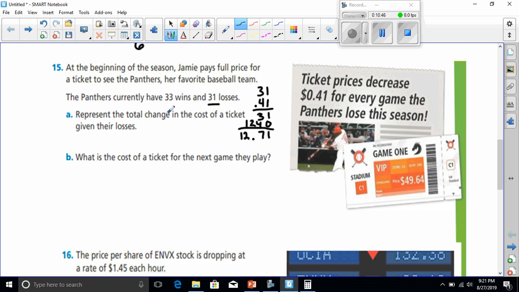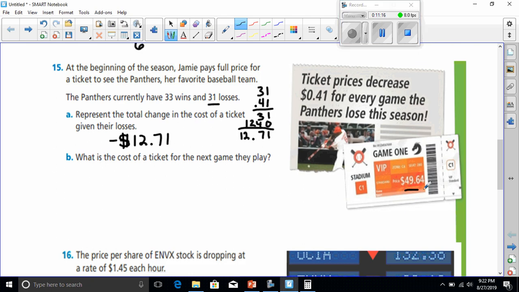So representing the total change in the cost of tickets, given our losses, that would be, let's see, the total change would be negative $12.71. Right? And I guess I could put this dollar sign here, right? It would be reduced $12.71. Now it's asking, what is the cost of the tickets for the next game they play?